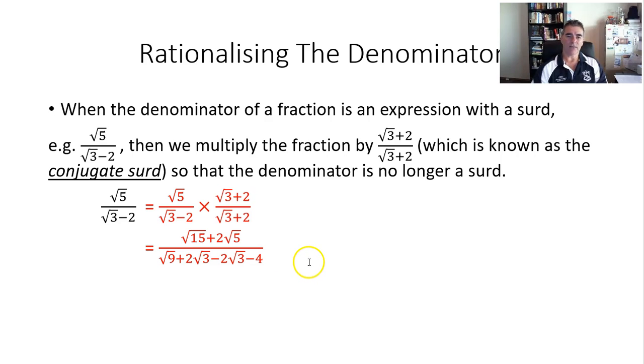Now once we've done that, let's simplify what we can. The numerator won't simplify, but the denominator will. So the square root of 9 is 3.